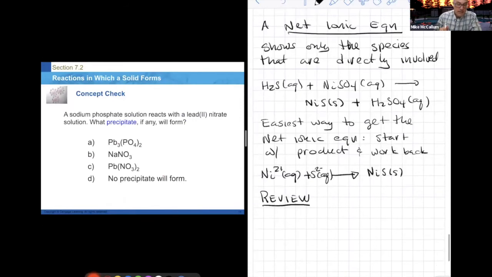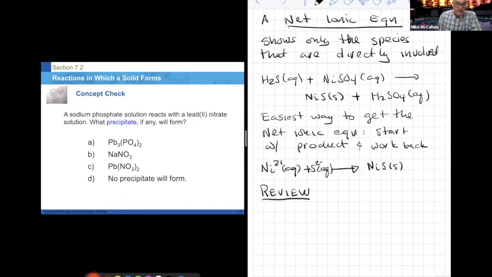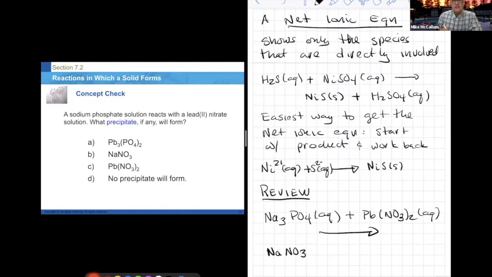Let's look at this concept check. It says a sodium phosphate solution, sodium phosphate, Na3PO4, reacts with a lead 2 nitrate solution. So this is pretty good practice for writing these things down. What precipitate, if any, will form? Well, first of all, we want to swap the ionic partners and see what our possible products are, NaNO3. In this case, I'm not going to worry about balancing the equation because I just want to know what's formed. The other possible product would be lead 2 phosphate.